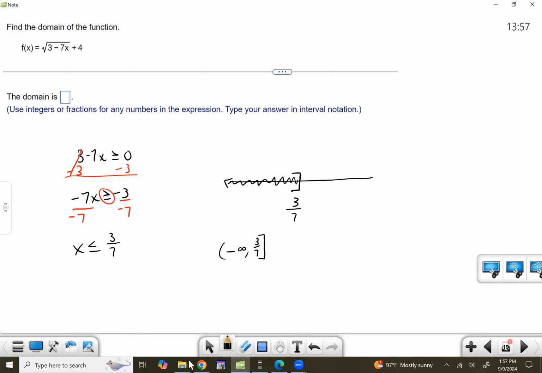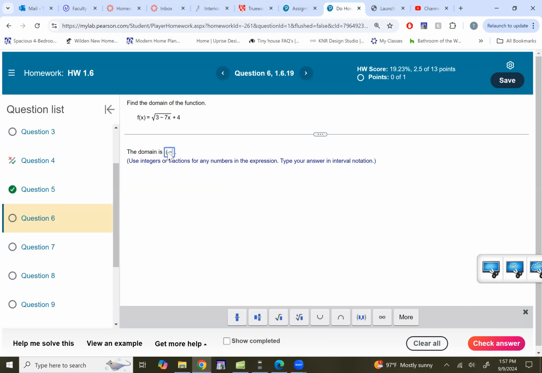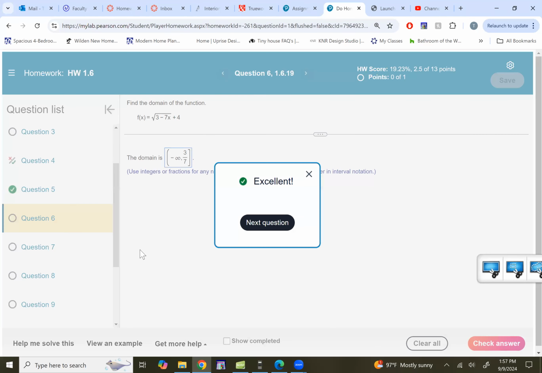All right, let's go put this in, see how we did. Oops, I'm already typing it wrong. -infinity to 3/7 square bracket. There we go. Notice the directions say use integers or fractions. So you don't want to go decimals with this, especially with sevenths, because sevenths are non-terminating decimals. They just go on forever. So you will lose that accuracy. You'll have to round. And you know that MyLab Math does not like rounded answers.